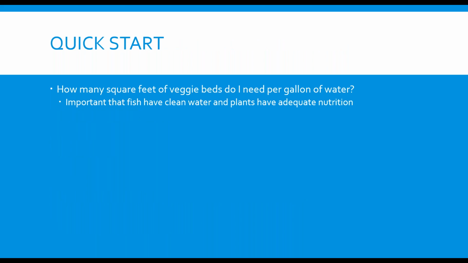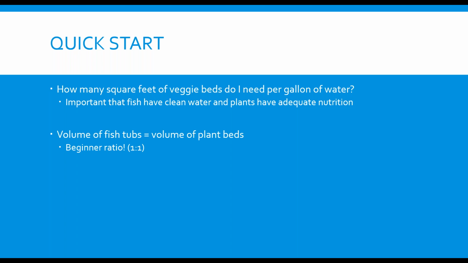Now, the most important question when it comes to aquaponics is how many square feet of veggie beds do I need per gallon of water? It's very important that you are able to balance this as best as possible because you want to make sure your fish have clean water and your plants have adequate nutrition. So if you have a lot of fish and not a lot of veggies, you're going to end up still doing your water changes to get those nitrates out. But if you don't have enough plants to scrub everything out, the fish are going to get sick. And if you have a lot of plants and very few fish, those plants aren't going to have enough nutrition to grow correctly.